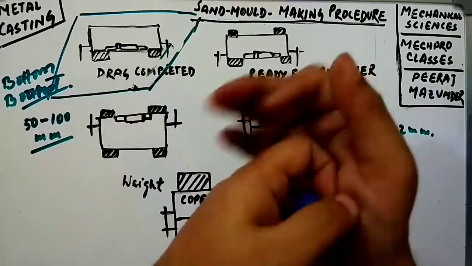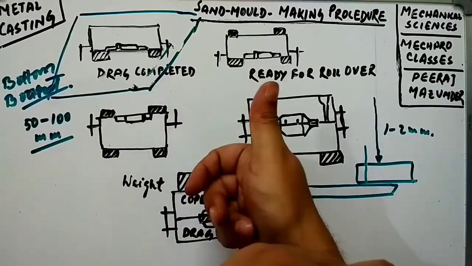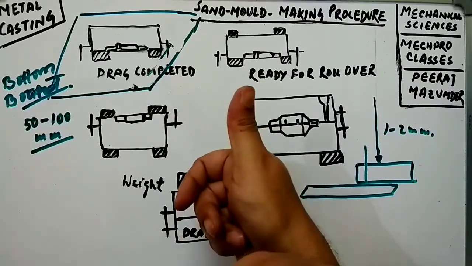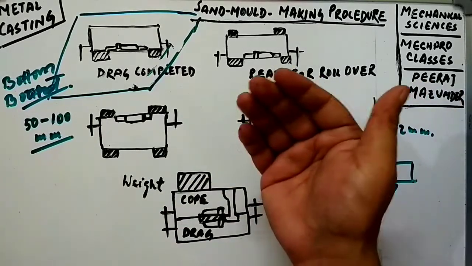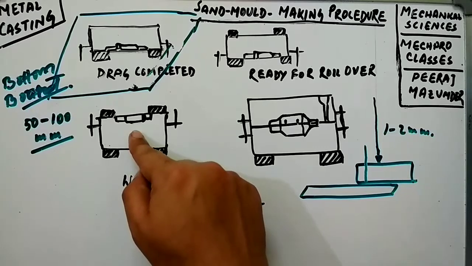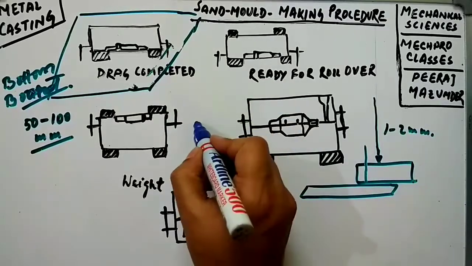Now coming to the next portion, this finished drag flask is now rolled over. You have to roll it over onto the bottom board, exposing the pattern. This is the pattern, you can see, exposing the pattern, using a slick. I can show you like this one.